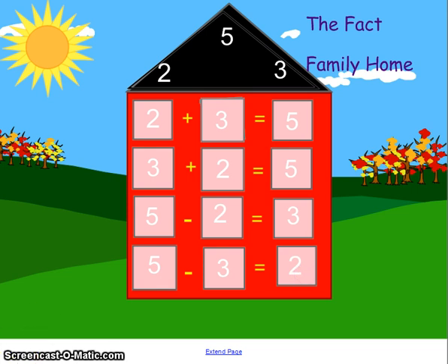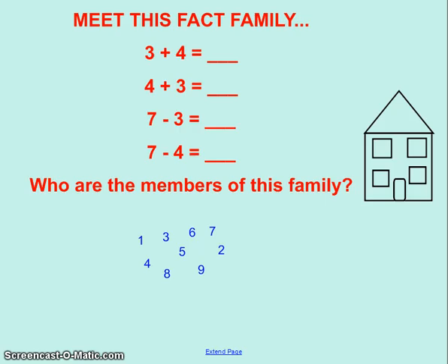Once we've filled in all the numbers, you should go back and double check to make sure that your problems are correct. So let's take a look at the first one. 2 plus 3 equals 5. That is correct. The next one, 3 plus 2 equals 5. That is correct. Again, we just changed the order of the addends. The subtraction problems, 5 minus 2 equals 3, that is correct, and 5 minus 3 equals 2, that is also correct.